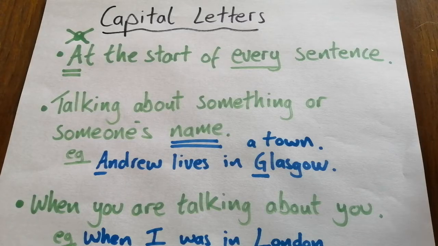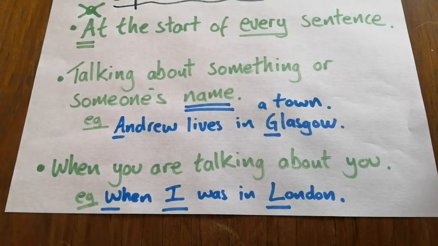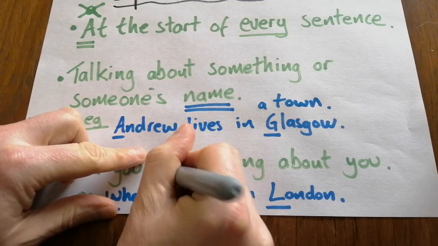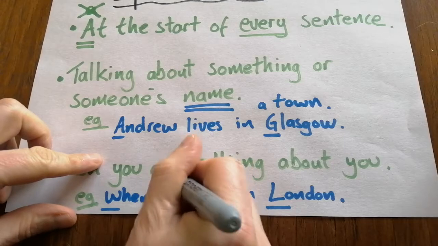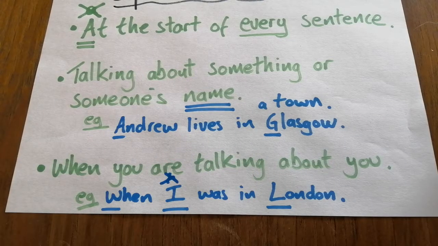You also give yourself a capital letter when you're talking about you. For example, when I was in London, that doesn't get just a little i, that would be wrong. Let's score that back out. You get the capital I. The other things that get capital letters might be if you're talking about the day of the week: Monday, Tuesday, Wednesday, Thursday, Friday, Saturday, Sunday. They are all the names of the days, so they get capital letters. If you were talking about a month, January, February, March, they are the names of the months, so they would also get capital letters.